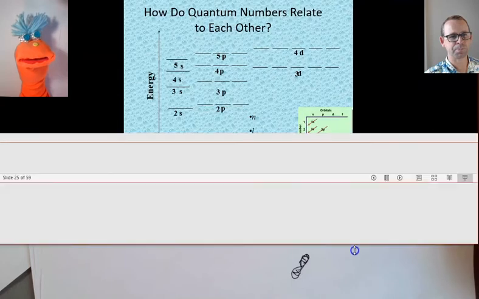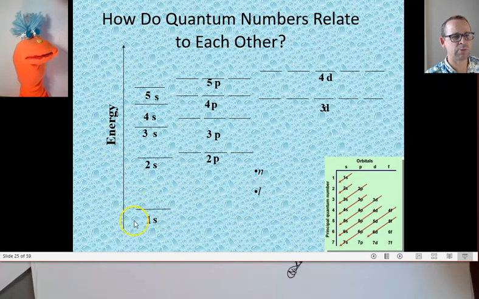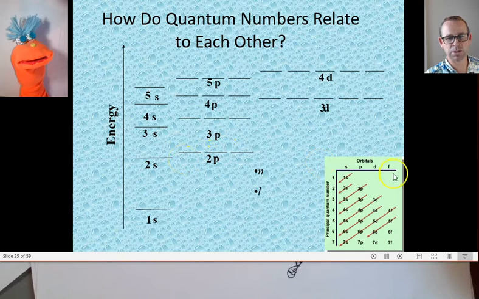And these S, P, D, F, these L values, relate to the shape of the orbital of the electron. Okay, so in this energy diagram here, I have my 1s orbital, my 2s, 3s, 4s, 5s, and over here our p subshells. Now remember, L values represent subshells.